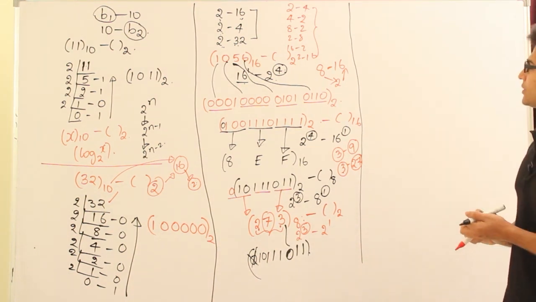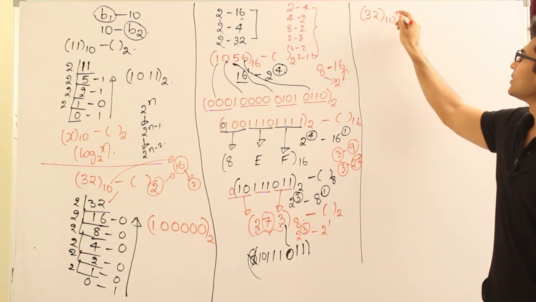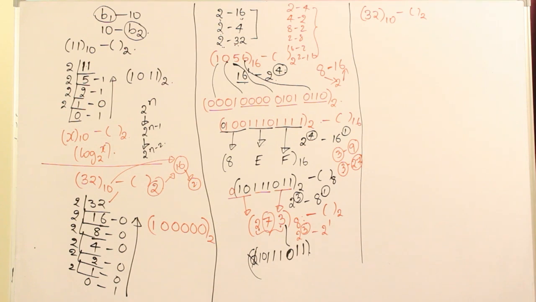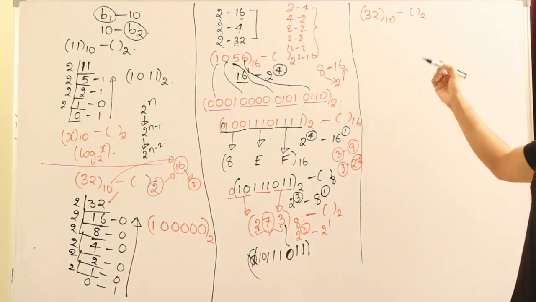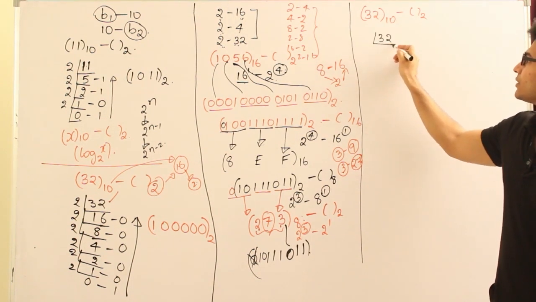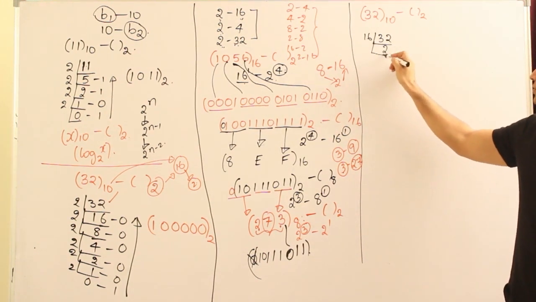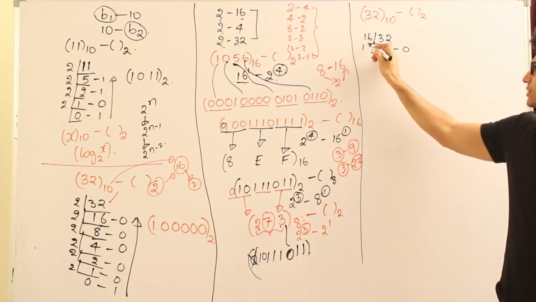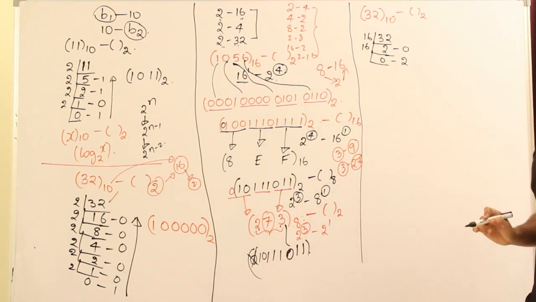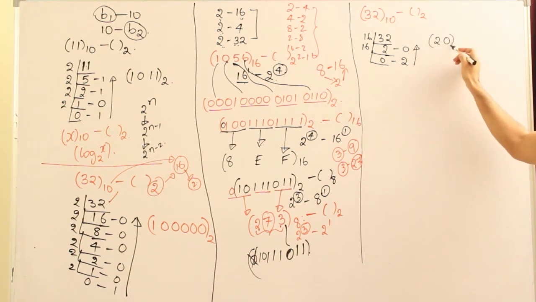Now I want to convert 32 base 10 to base 2. But then I don't want to use that tedious method. So what we can do is convert it into base 16 first. Again the same rules. 32 divided by 16: what is the quotient and what is the remainder? Quotient is 2 and remainder is 0. And then 2 divided by 16: the quotient is 0 and the remainder is 2. Therefore, 32 base 10 in base 16 is nothing but 2 0.